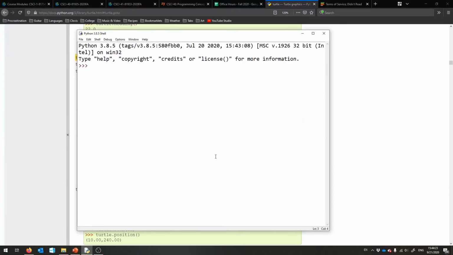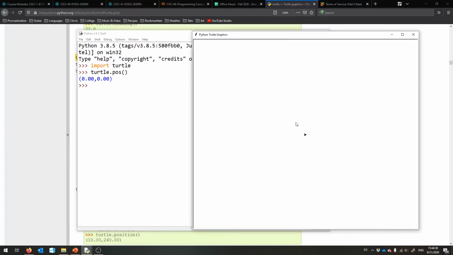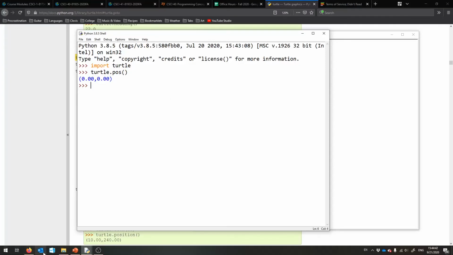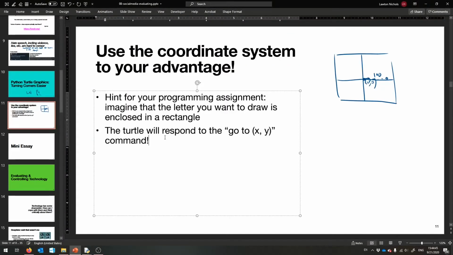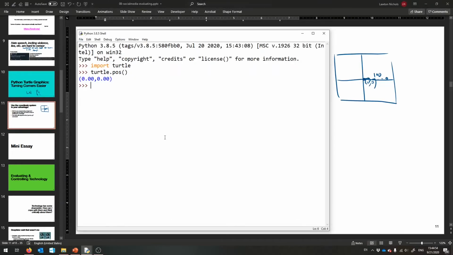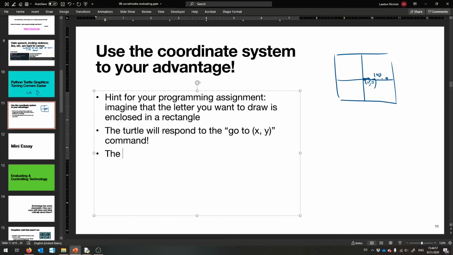Okay, so I'm going to import turtle into the REPL just to play around, and then we'll make a new file. All right, turtle.position. So that gets the current turtle position, and also happens to make the window. So the turtle's current position is 0, 0. Okay. So just keep that in mind when you're doing your programming assignment. That will make things easier. I've given you the hint. The turtle starts out at the coordinate 0, 0.